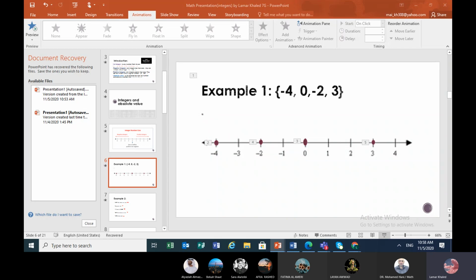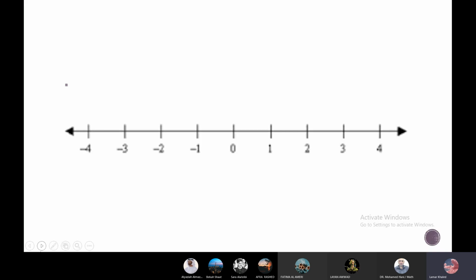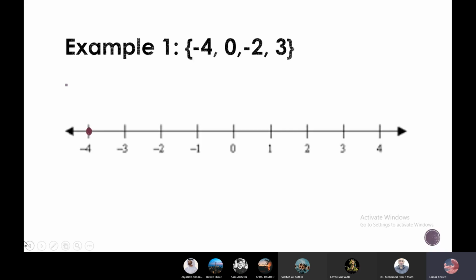Can you tell me where we can place the -4? Okay, -4 is negative, so we're going to place it on the left side. So here it is. How about 0? Can anyone tell me where we can place the 0? 0 is in the middle because 0 is not negative or positive. Thank you very much. Well done.